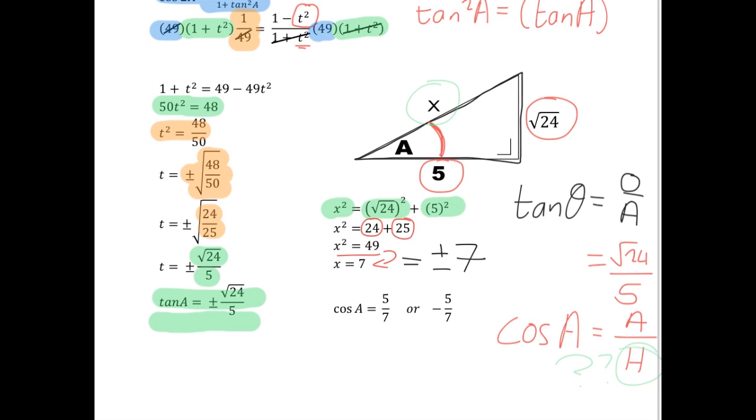Meaning that we're going to get two different answers for cos a. So we'll get cos a, which we said before is our adjacent over our hypotenuse. So we're going to get plus or minus our adjacent, which was 5, and we just worked out our hypotenuse is 7. So we have the answer that cos a is 5 over 7 or minus 5 over 7.